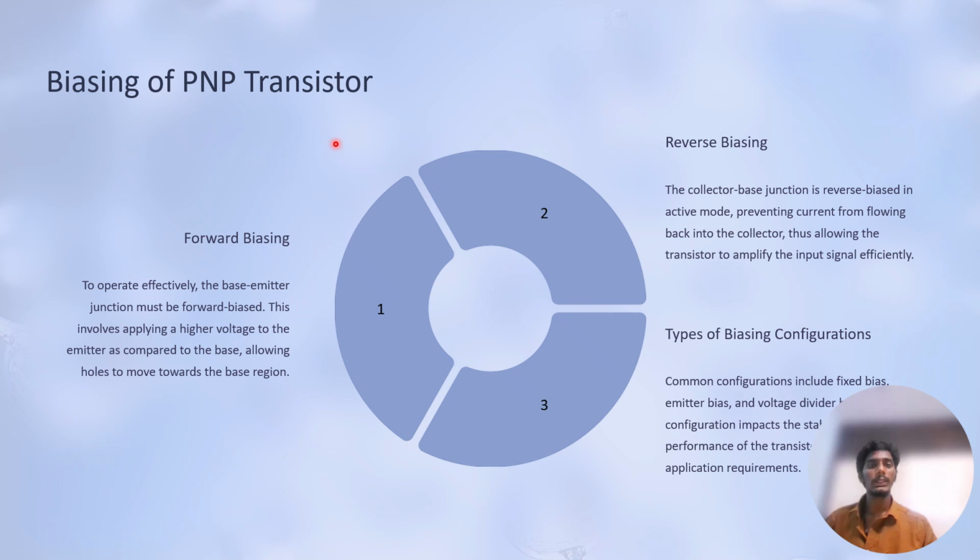Biasing of the PNP transistor. In this, we are learning about the biasing. There are two types of biasing: forward biasing and reverse biasing. In forward biasing, the base emitter junction must be in forward bias, which is nothing but the emitter has more current compared to the base, and that's why it is called forward biasing.